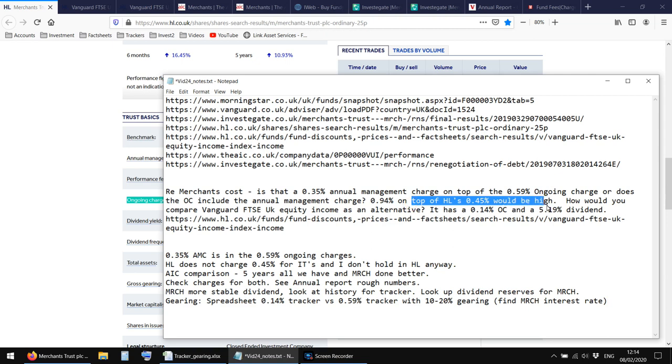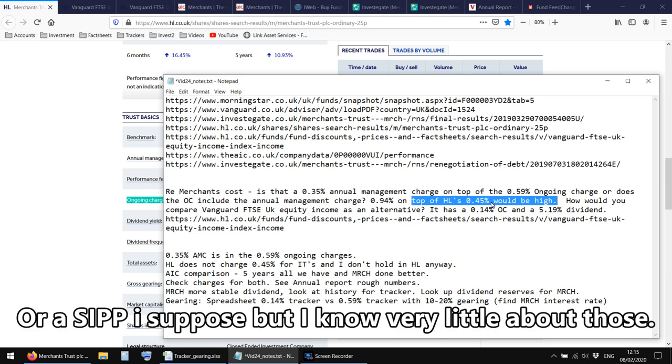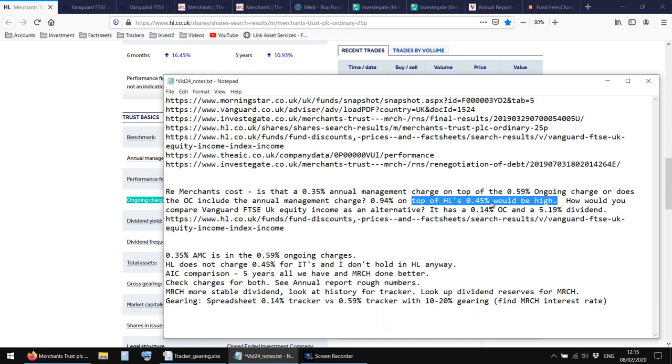Now, the first thing to say is actually Hargreaves Lansdown don't charge 0.45% on shares, and an investment trust is a share. So actually you don't get charged that 0.45%. The only time you would get charged it is if you had an ISA with Hargreaves Lansdown and you only had a low amount of money in there, because they charge 0.45% up to £45 a year. So if you owned only Merchants in a Hargreaves Lansdown ISA, not the non-ISA account, I guess you would get charged the 0.45%, but it would be a maximum of £45 a year.